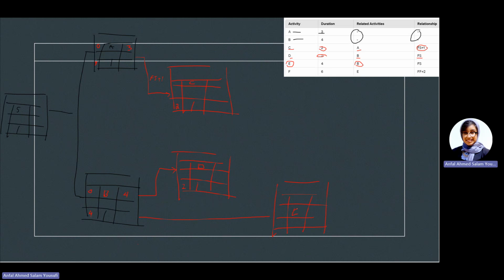Okay, that is my E. Again, the duration is 4, and the activity relation is finish to start, meaning I'm supposed to finish B and start E. Then we have F. For F, the related activity is E, meaning I'm supposed to be having F. I could have F somewhere in here.